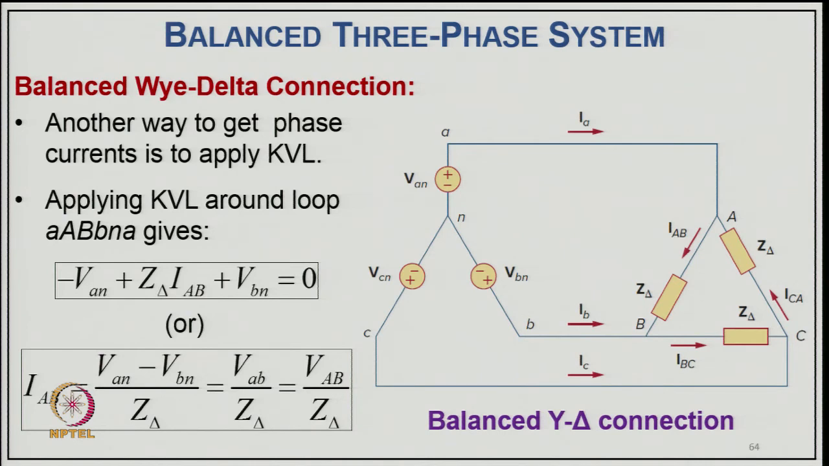Now, another way to get the phase current is to apply Kirchhoff's voltage law. Applying Kirchhoff's voltage law, we can write minus Van plus Z delta Iab plus Vbn equal to 0, in this loop, from where we can find Iab equal to Van minus Vbn upon Z delta, or Vab upon Z delta, because there is no source impedance between the two.